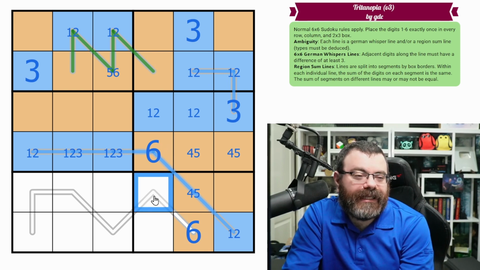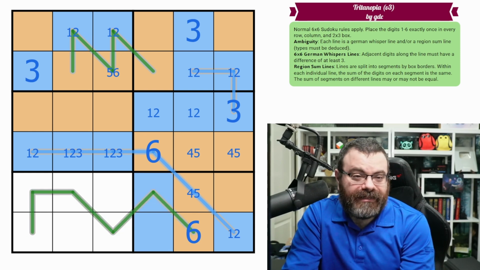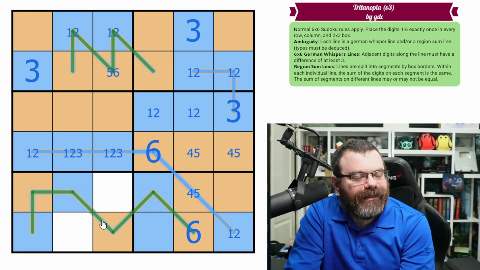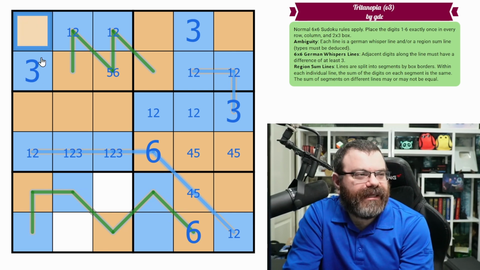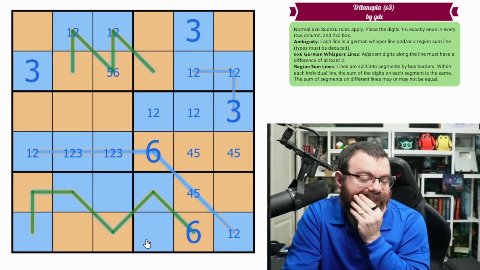Now, we have all of our highs used. These are low. And so this being low, 1, 2, 3, tells us that this is not a region sum line. This has to be a German whisper. So now we can just get our low highs here. Okay, and can we finish? Yeah, this is high, this is low. Yeah, so we finished coloring.